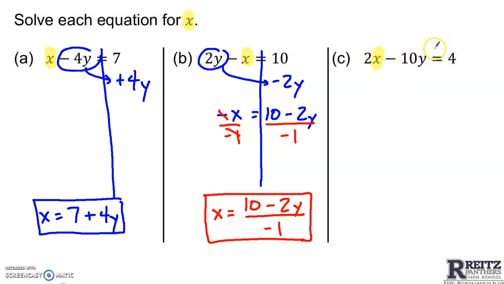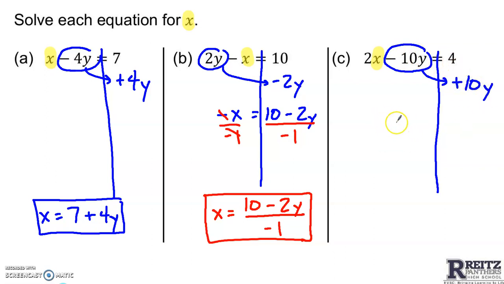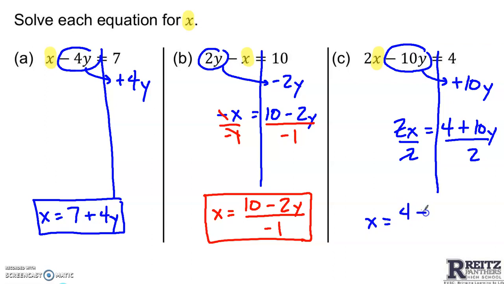C, if I want to solve 2x minus 10y equals 4, the first thing I need to do is make this a positive 10y on the right side of the equation. So what I have is 2x equals 4 plus 10y. And now I need to divide both sides by 2 because I don't want 2x, I want just x. So an answer like 4 plus 10y all over 2 is acceptable.